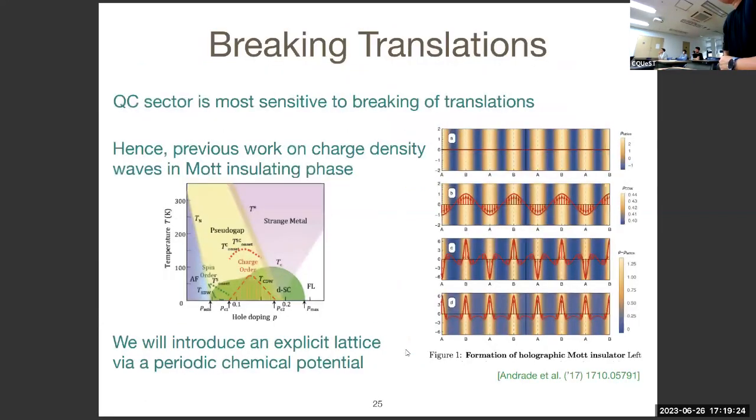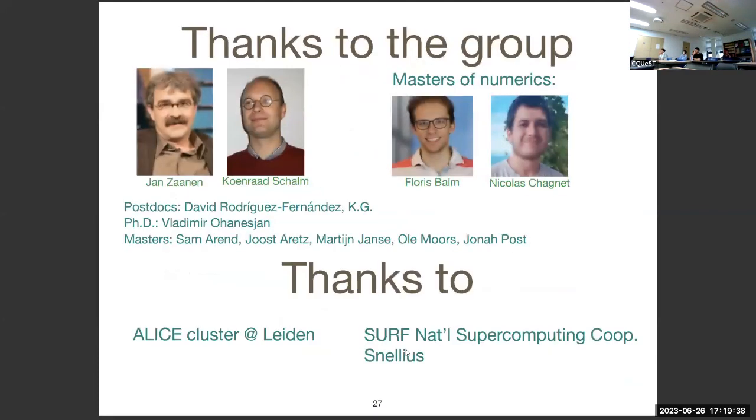And so that's our basic plan. We're working with models that are essentially holographic models that predate, they exist before. The only thing that we're going to do is put a periodic lattice and see what happens. I should say, let me thank the people who are involved in this work.